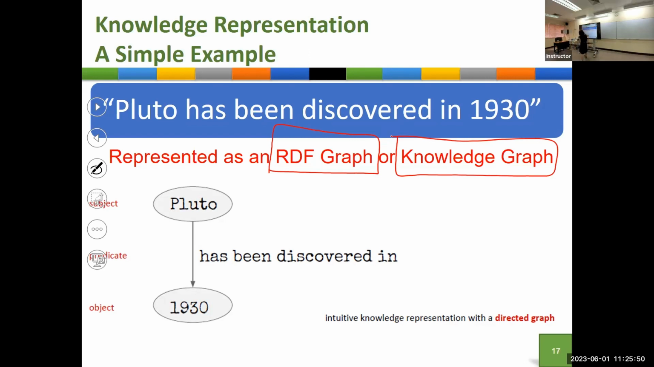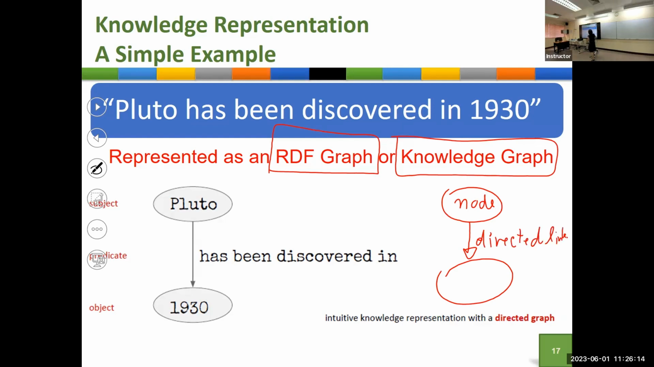So this knowledge graph represents everything in this format. Remember, yesterday we have seen a lot of examples in this form, in which we have a node represented as a node in the graph. We have a directed link to represent a relationship between nodes.